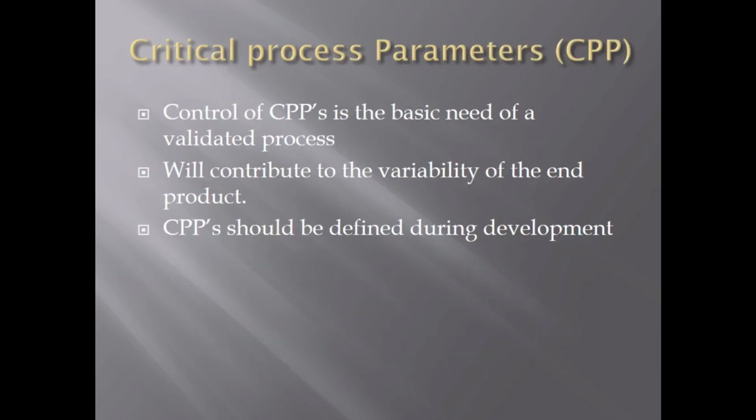The control of critical process parameters during processing is the basic need of a validated process. If critical parameters are not controlled, it will contribute to the variability of the end product. It should happen during the drug development stage, or the design stage, where critical parameters and in-process controls are identified.